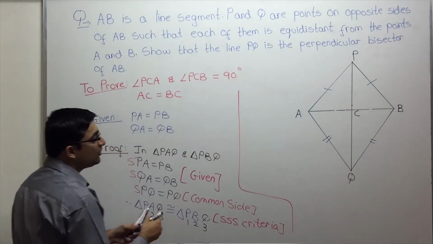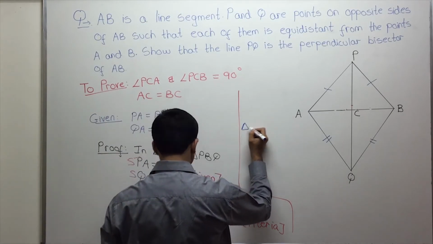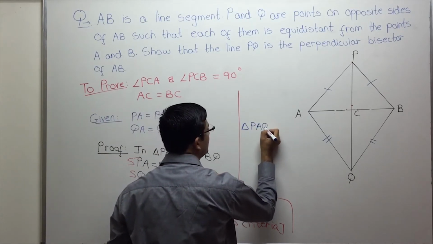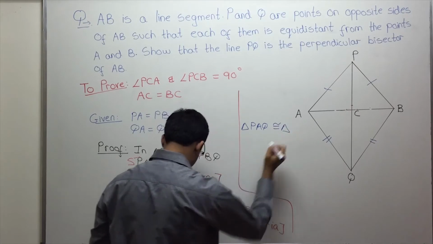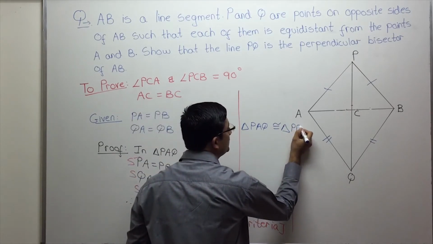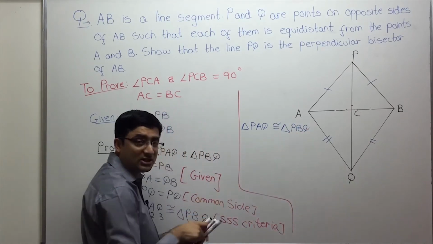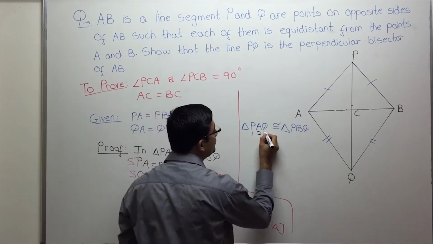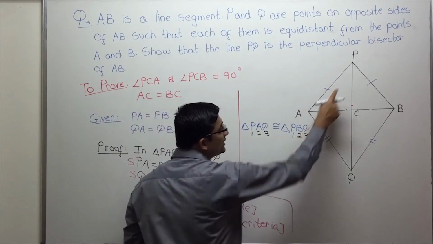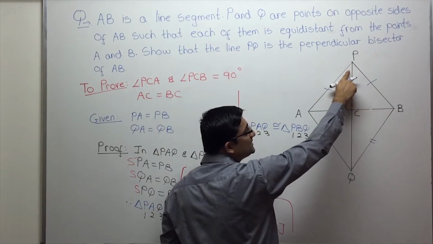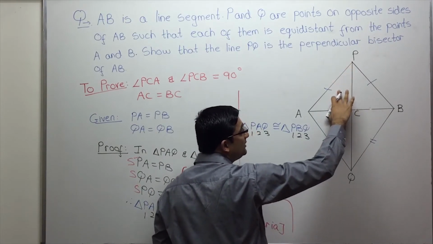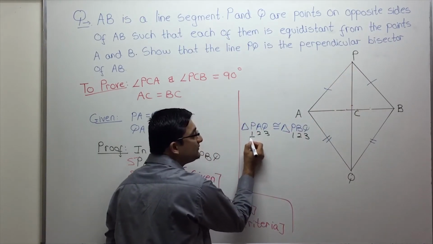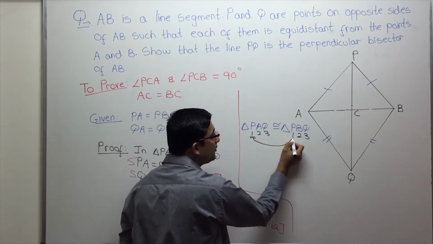So let me rewrite the congruence statement over here. Triangle PAQ is congruent to triangle PBQ. Now we want corresponding parts. So write down 1, 2, 3, 1, 2, 3. Now I want to check if these two angles are equal or not. So what is this angle? Angle P of this triangle, triangle PAQ. So see, P is first letter here. First letter will correspond to first letter.